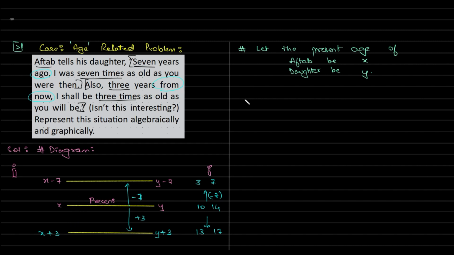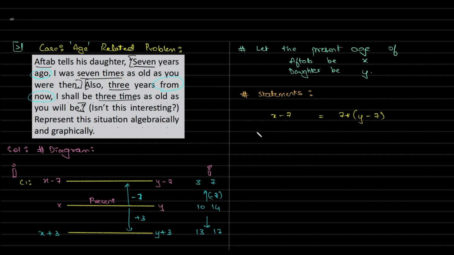So now let's look at the mathematical statements. For that, you need to combine the diagram and the words. 7 years ago, so we are talking about this case, I was 7 times as old as you were then. So you're talking about this scenario. I means my age, was is equal to 7 times, 7 into your age. So my age compared to your age, I was 7 times as old as you were.